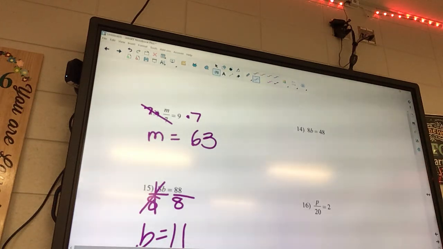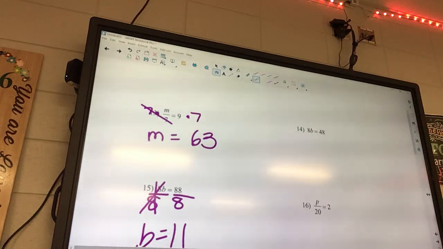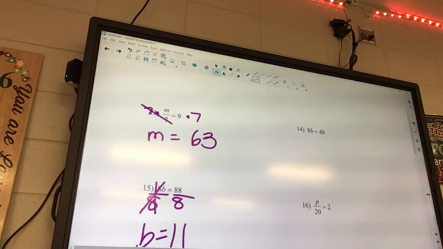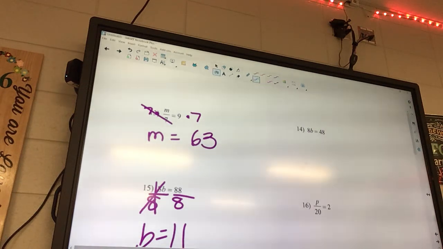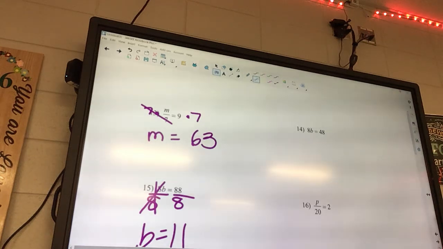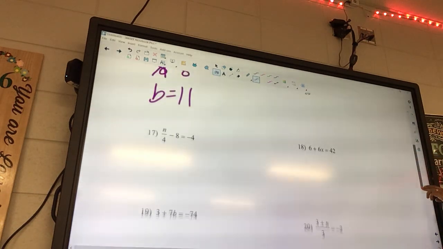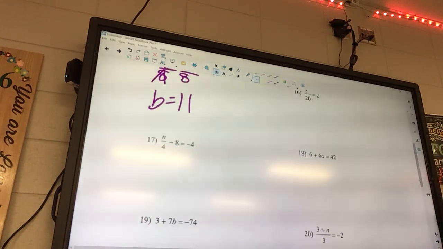Okay, somewhere on your paper, if you want to write yourself a note, number 9 through 16 are all one step, okay? So that's kind of to help you out. You should only have one step to do, meaning you're either going to add, subtract, multiply, or divide. There is no other steps, okay? So those are all going to be considered one step, okay? And then number 17 and on, it's going to start to be 2 step.